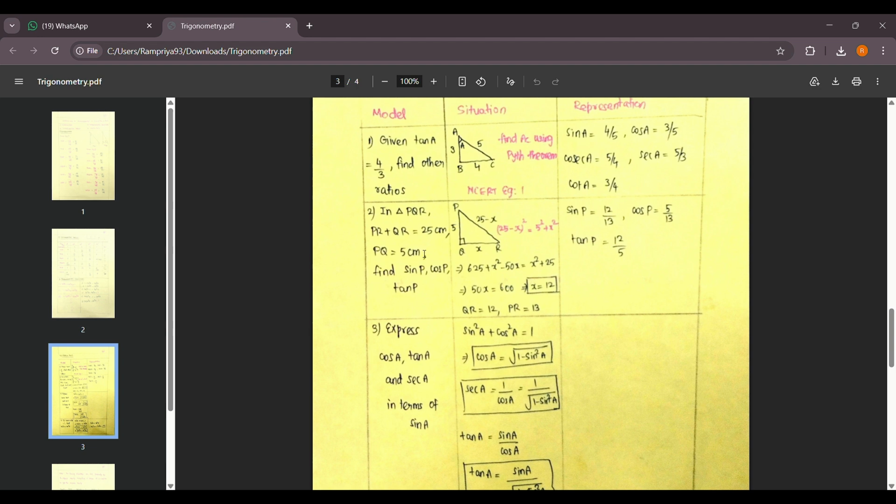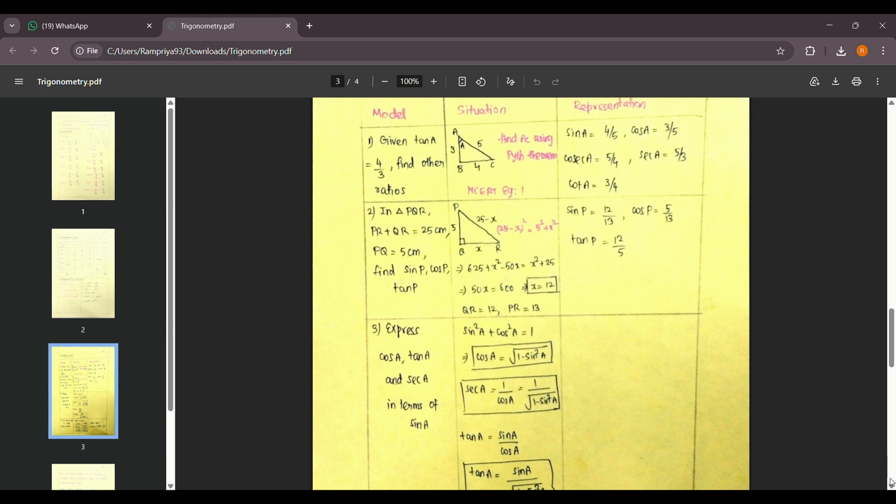Now they are asking sin P, cos P, tan P. Sin P is 12 by 13, because sin is opposite side by hypotenuse. Cos P is adjacent side by hypotenuse, 5 by 13. And tan P is 12 by 5.